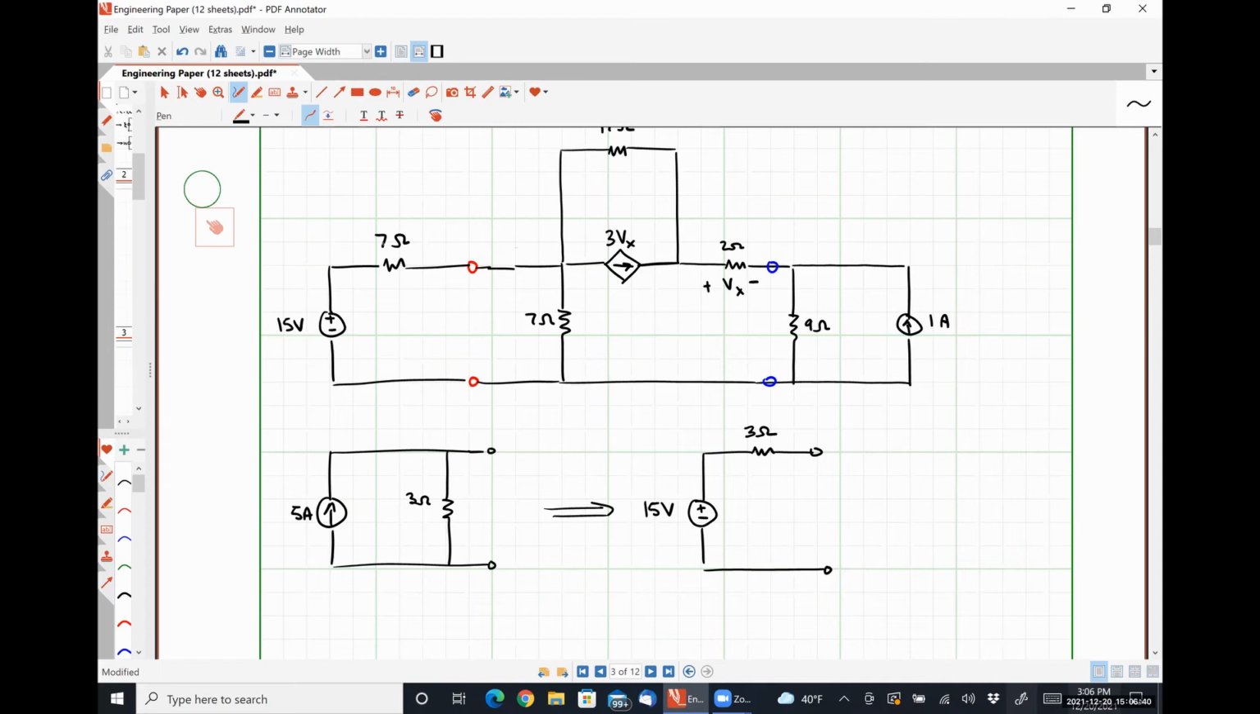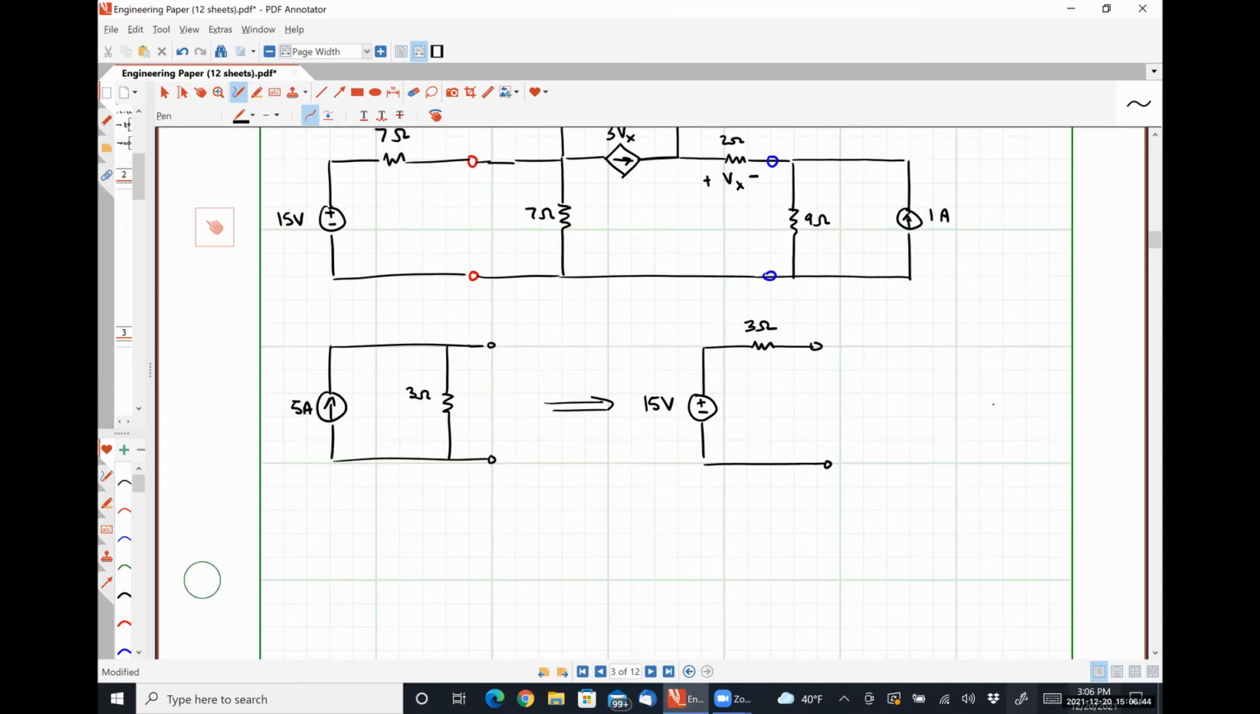We have that practical source on the right, where I have a 9 ohm resistor in parallel with a 1 amp source.